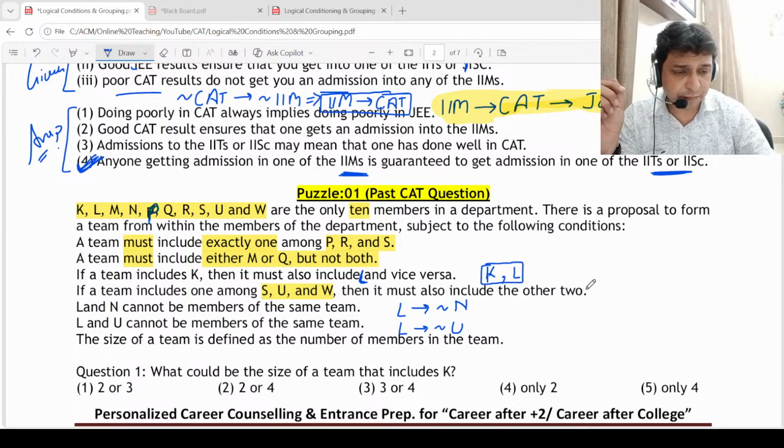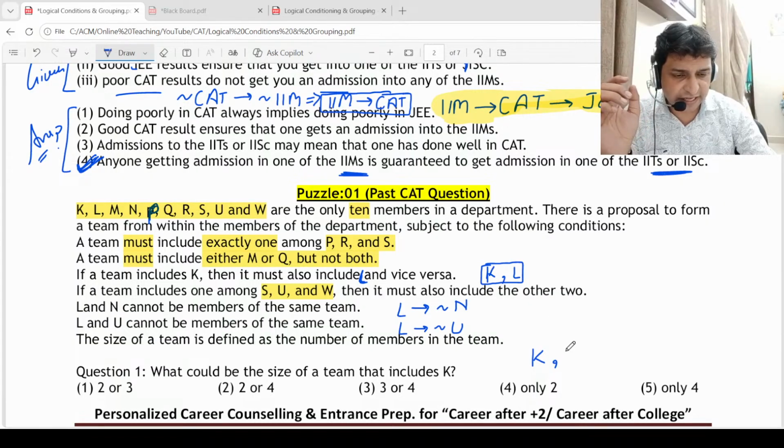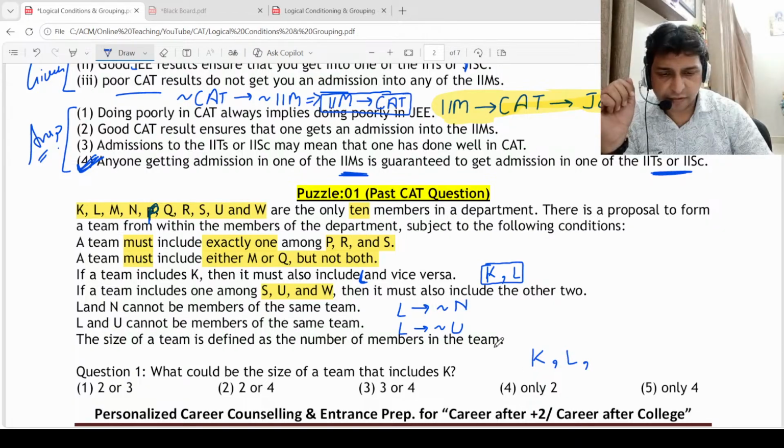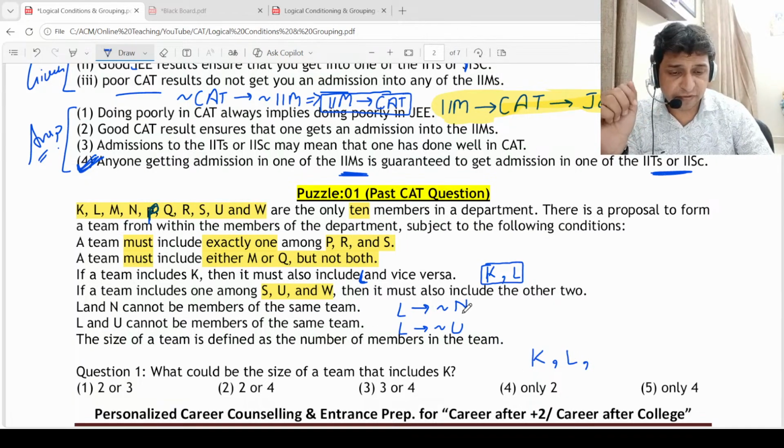So let's make the team. The first person we have is K. Now if K is there, then L has to be there. The second person is going to be L. Now if L is there, we can't have N, we can't have U. That is clear cut.